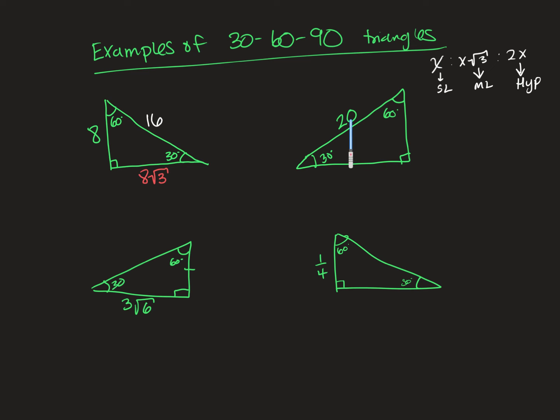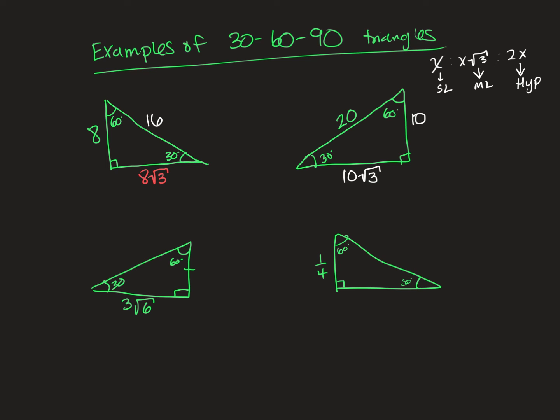Now, if they give us the hypotenuse, we can divide by 2 to find the short leg. So if we have 20, we know that the short leg is 10. And then if we know the short leg, we can just multiply it by the square root of 3 for our medium leg. So in this case, we have 10 square root 3.